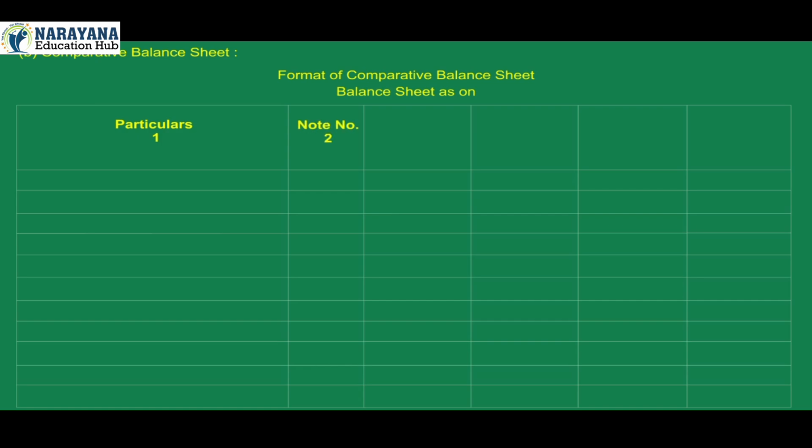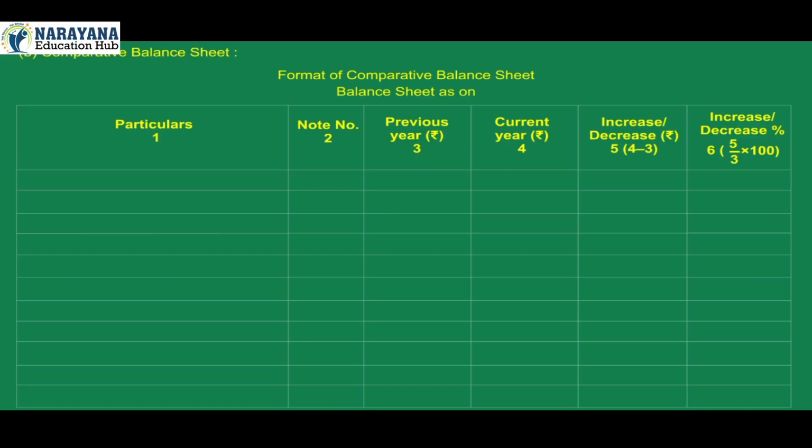B. Comparative balance sheet. Format of comparative balance sheet. Balance sheet as on. Particulars. 1. Note number. 2. Previous year. 3. Current year. 4. Increase or decrease. 5. In bracket, 4 minus 3.